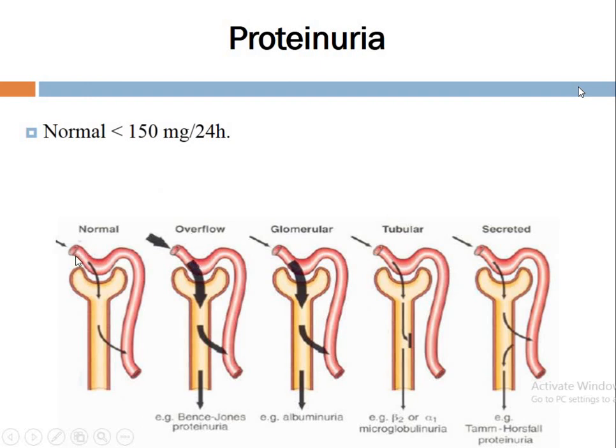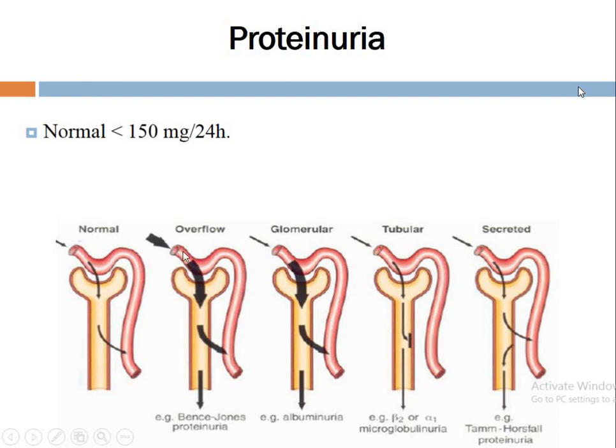In this diagram, you can see the flow. You can see here this arrow, this much amount of protein is coming. It is being filtered here and it is being reabsorbed. This is happening in the normal condition. So when there is a large amount of proteins in the blood, like in the case of Bence Jones proteinuria. Bence Jones proteins are the proteins which are formed in patients with multiple myeloma.